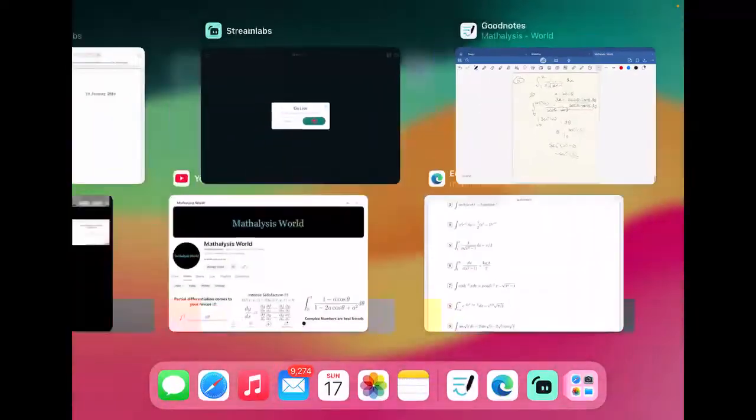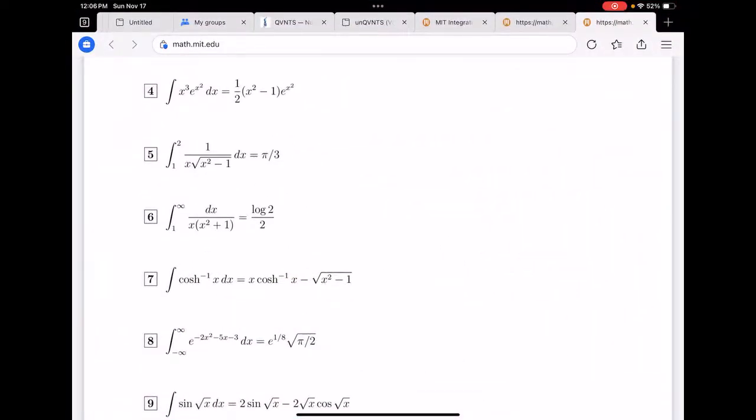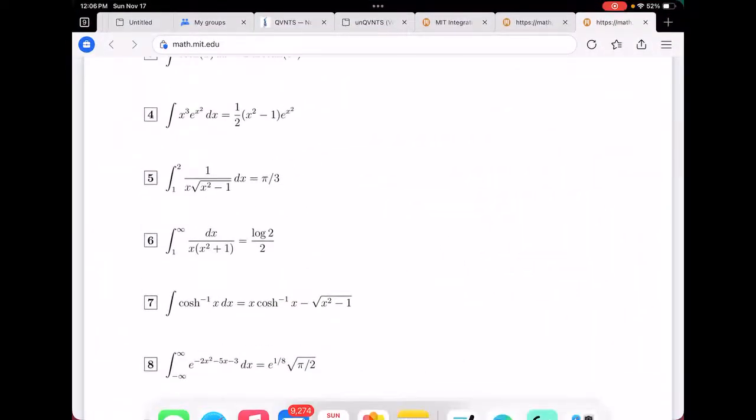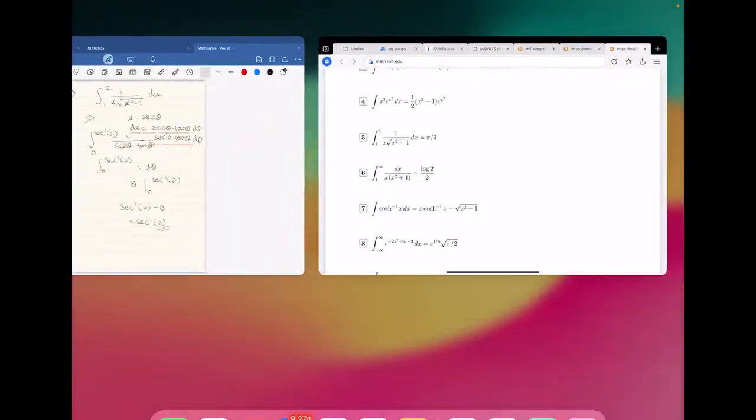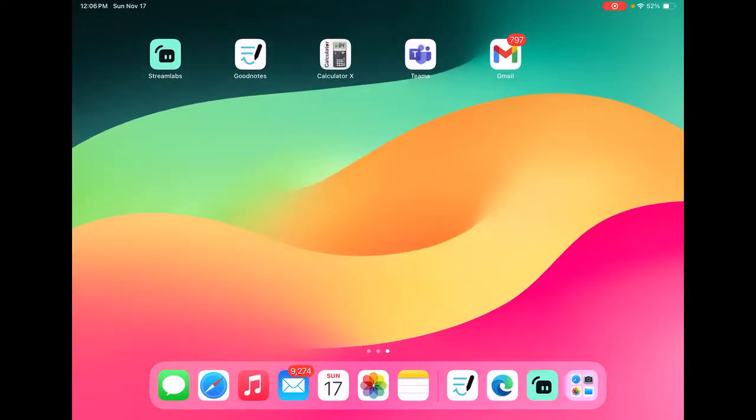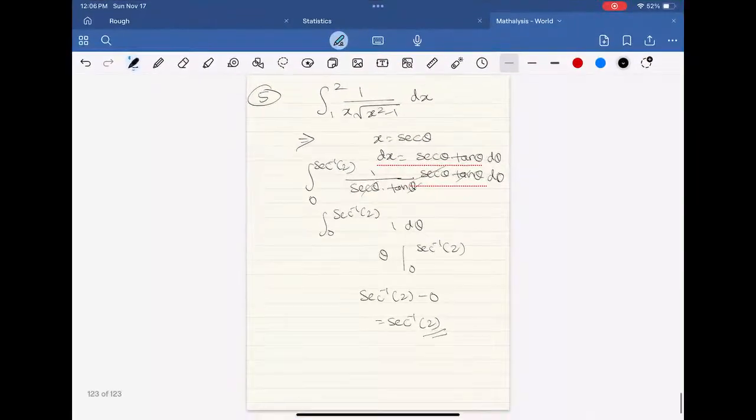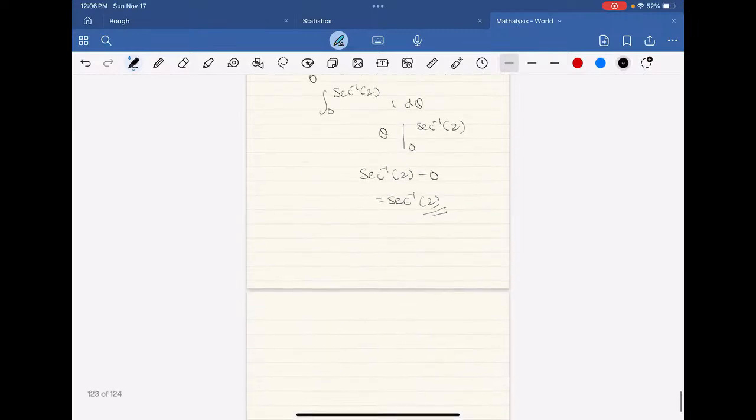So let's see if our answer is correct or not. It's not, guys. It's pi by 3. Oh yeah, but sec inverse 2 is pi by 3, right, guys? I'm sorry. Sec inverse 2 is just pi by 3. So yeah, that's right.